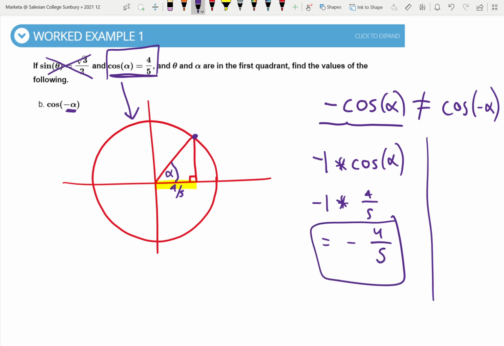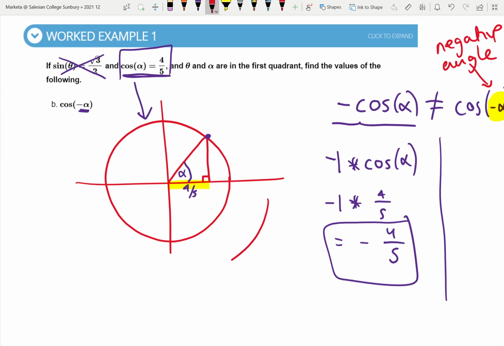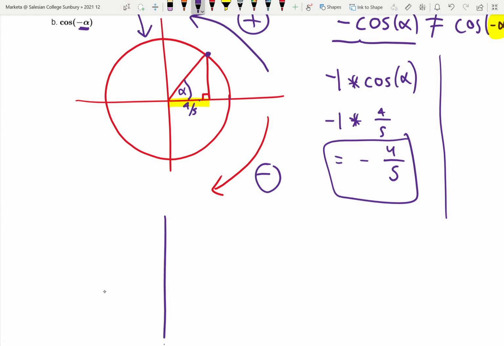If we're looking at the cos of negative alpha, this refers to a negative angle. So when we've got the negative with the angle, this is a negative angle, which means we measure it in the negative direction of the unit circle. Going this way is positive, going this way is negative. So we start at 0 and then go down this way by alpha. So we're putting that triangle into that quadrant there. I'm just going to draw it on a separate unit circle here.